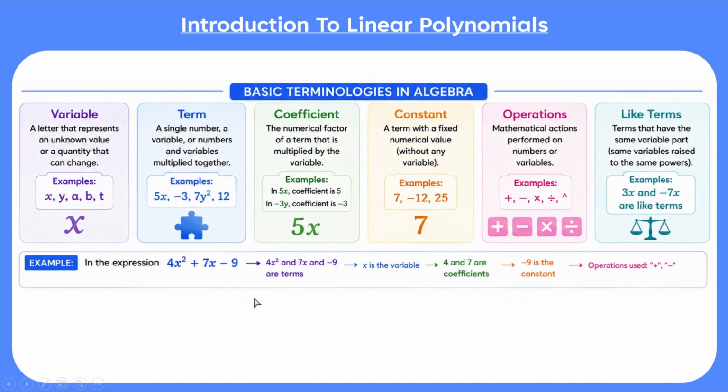Here, we're going to look into the key components in an expression, the basic terminologies in algebra. A variable is a letter that represents an unknown value or a quantity that can change. Suppose, for example, in the previous example, the cost of a pen could differ. In one shop, the cost of the pen might be 5 rupees; in another shop, it could be 6. So the price of the pen would differ, and in that case we would write it as C. So C is a variable which is unknown and it can vary.